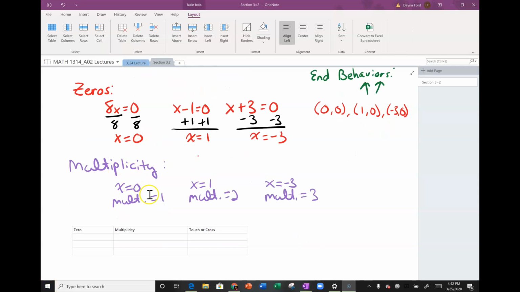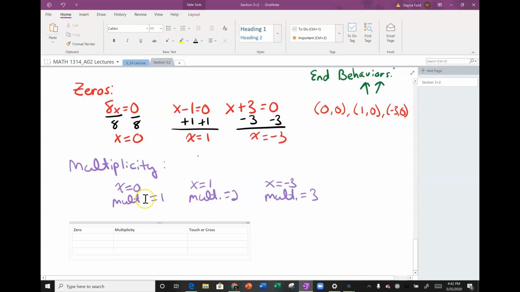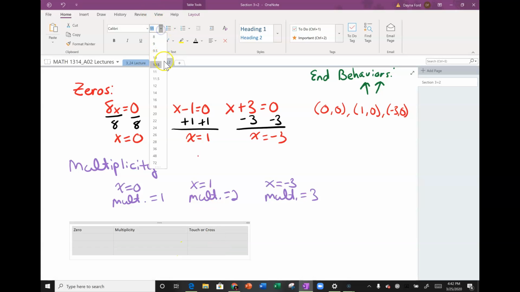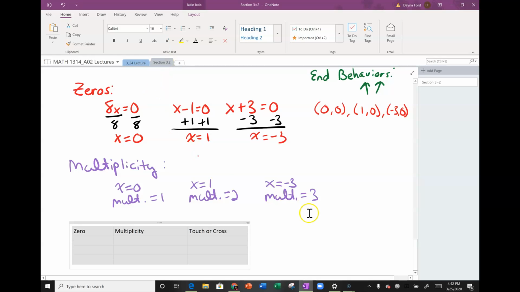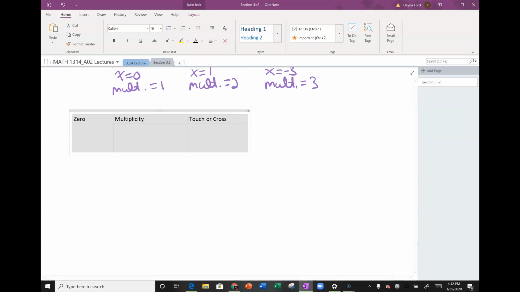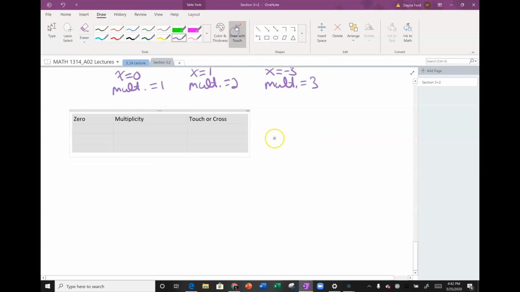Okay, so we have the zeros, we have the multiplicity, and what I've done here is I have actually created a table, and for this table, what I want to look at is I'm still looking at those zeros, okay? So with that, my zeros in this case were a 0, a 1, and a -3. We identified their multiplicities as 1, 2, and 3. Now the last column says, do I touch or do I cross?